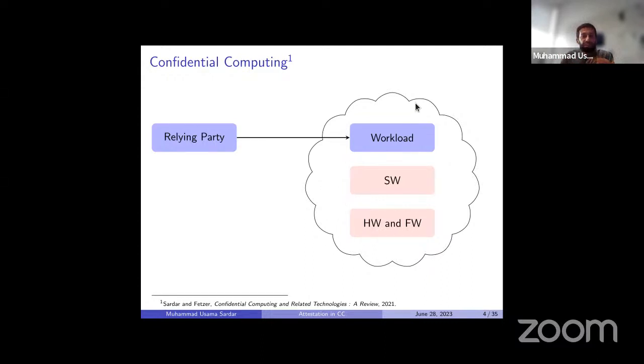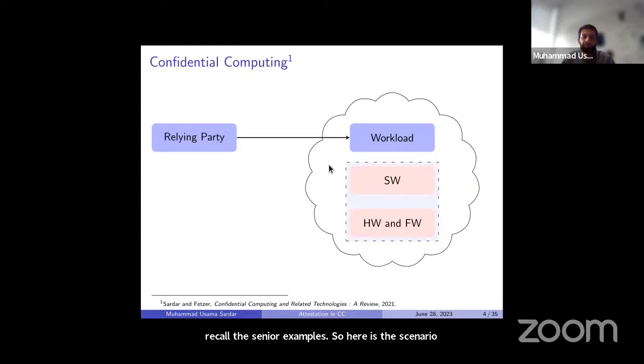Now you need to trust this cloud provider, or actually you don't want to trust it, you want to minimize the trust on the cloud provider, so that the provider does not make money from the nice app that you have developed, or manipulate the data or the results coming out from this workload. So this is the scenario where we want to minimize the trust on the cloud provider and still provide the guarantees back to the relying party. Recall the CEO example. Here is the scenario and the specific mechanism that I will describe.